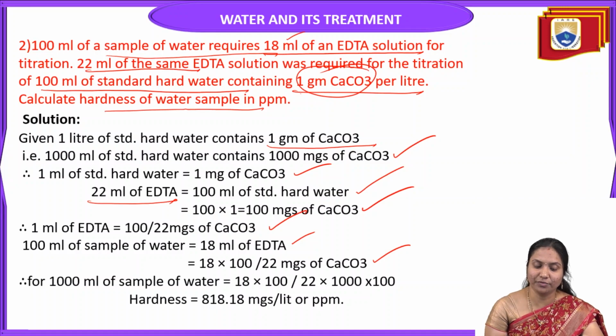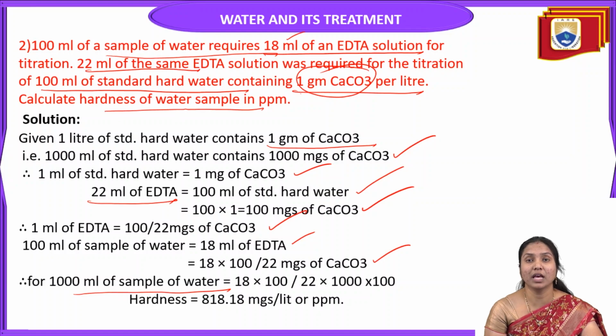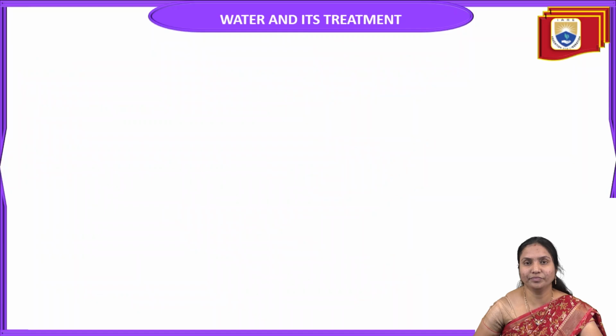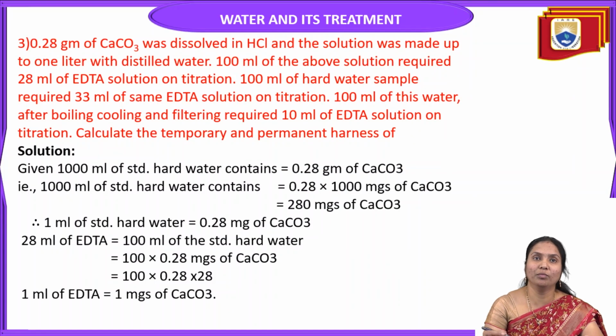Therefore, for 1000 ml of sample hard water, it equals 18 into 100 by 22 into 1000 into 100. Calcium carbonate molecular weight is 100. So the hardness is 818.18 milligrams per liter, or 818.18 ppm. Now you can calculate one more problem based on that EDTA method.